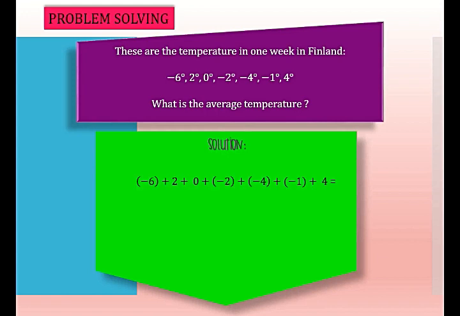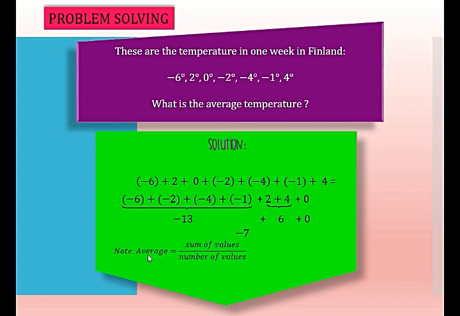Add all the given temperatures. The sum of all of the numbers with negative signs is negative 13, and with positive signs we have positive 6. So, negative 13 plus 6 plus 0 is negative 7.